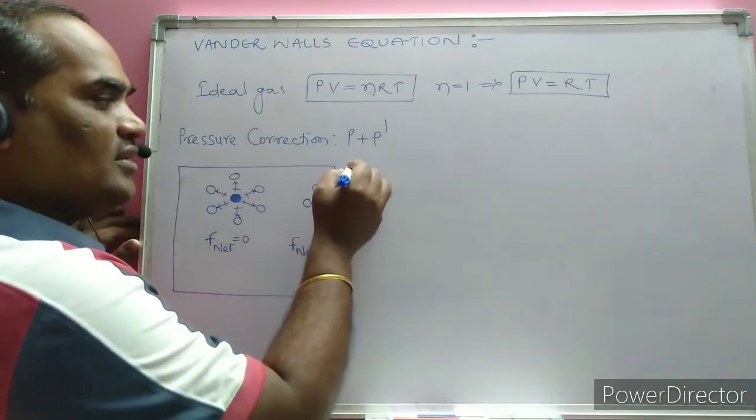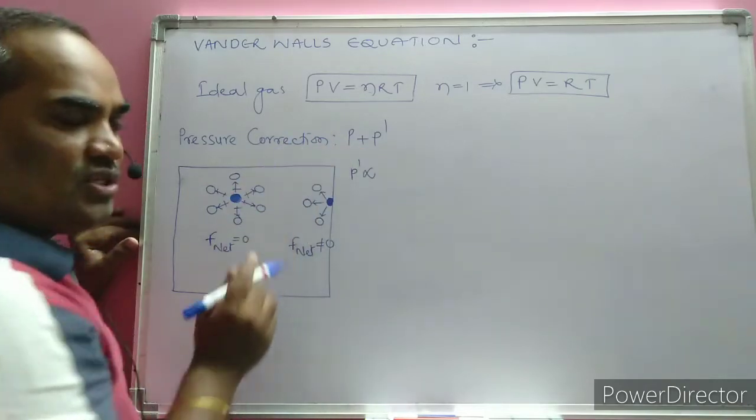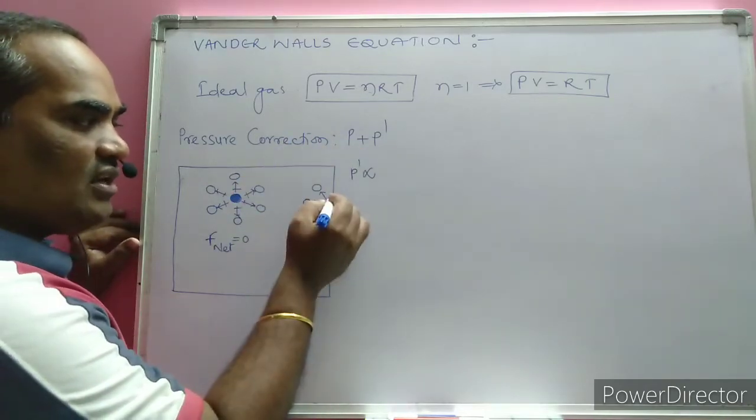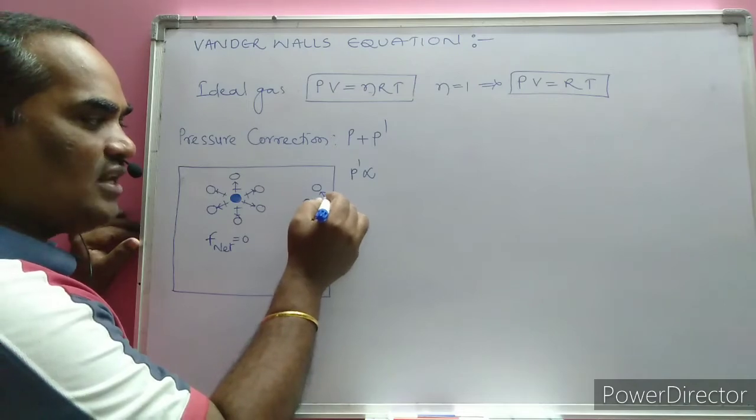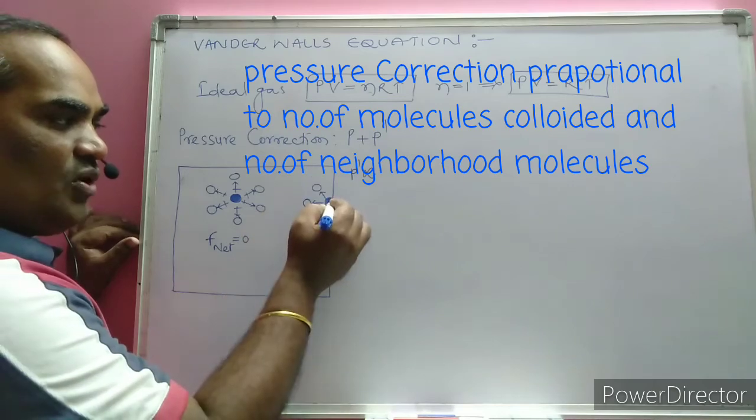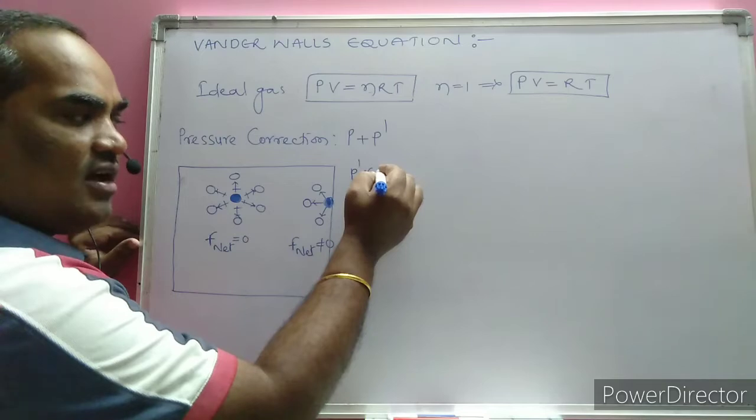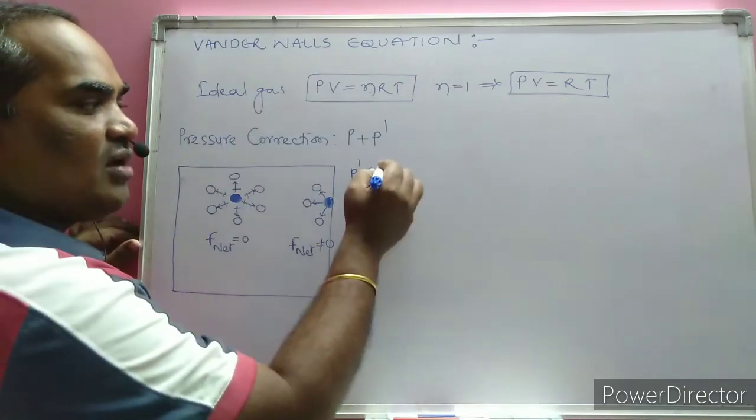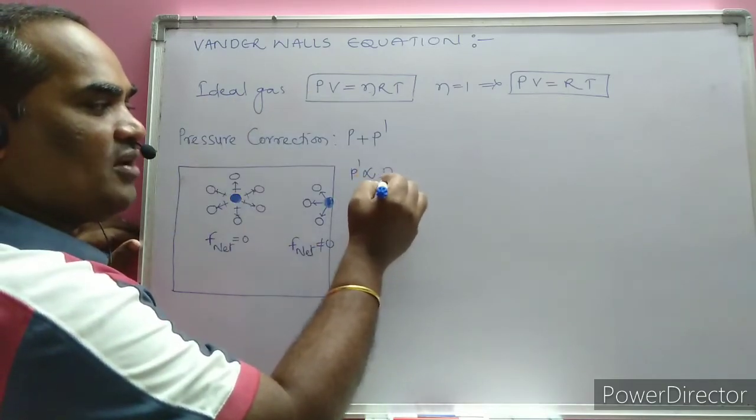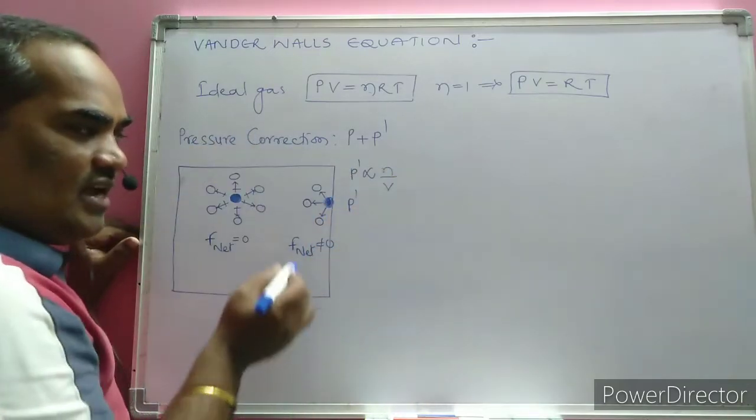Hence, the pressure correction P dash is directly proportional to the concentration of the molecules which are colliding with the walls of the container. Very important: the number of molecules colliding with the walls is nothing but the concentration. The concentration formula is number of moles per volume. That is one part. The other pressure is P dash.